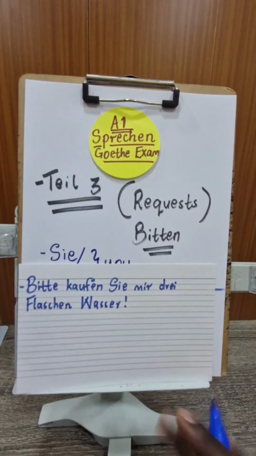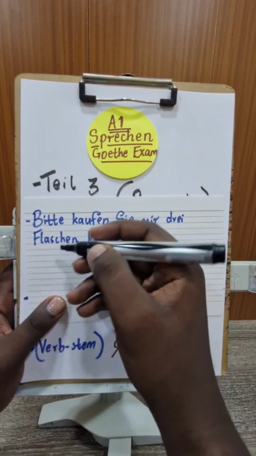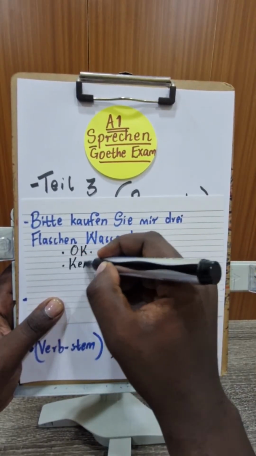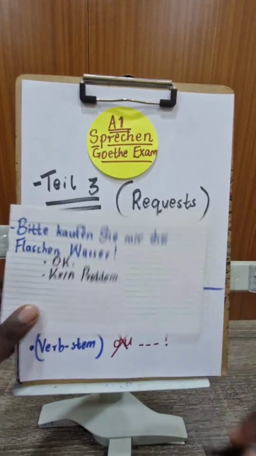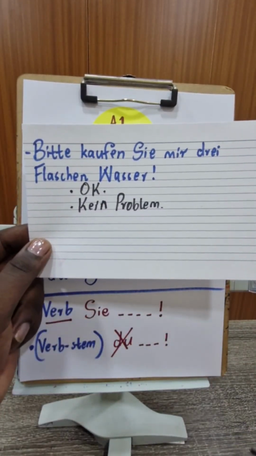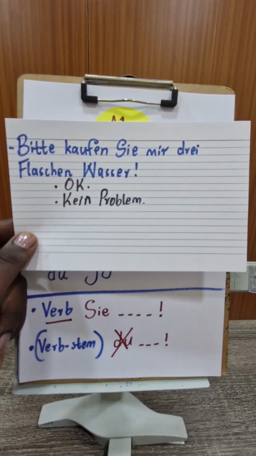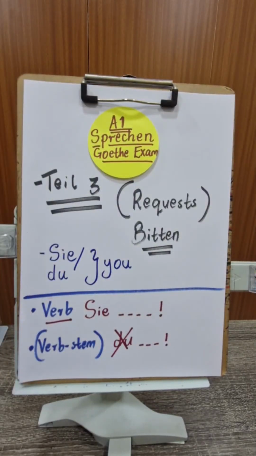When responding, normally when somebody makes a request, you can simply respond by saying okay, or kein Problem, no problem. Bitte, kaufen Sie mir drei Flaschen Wasser. Okay, kein Problem. Now, besides saying it like that, I could also request you: drink two bottles of water every day.